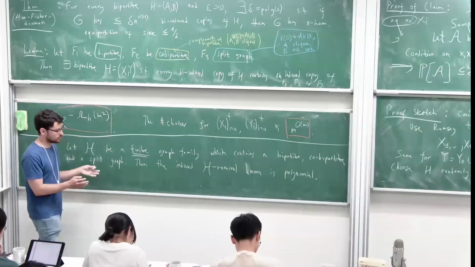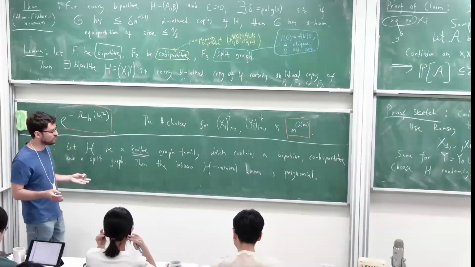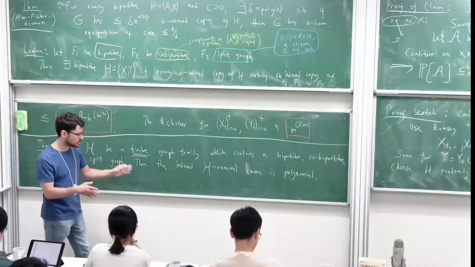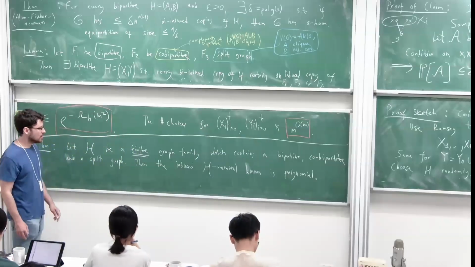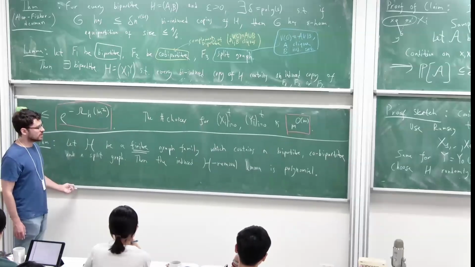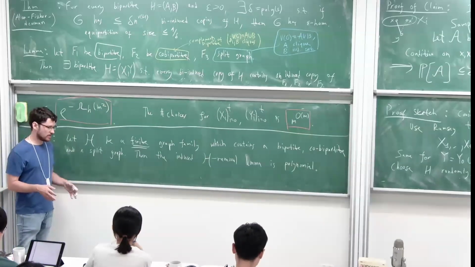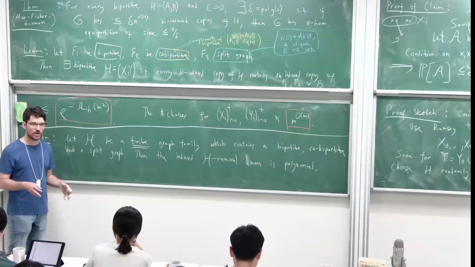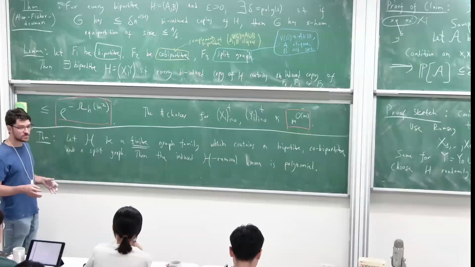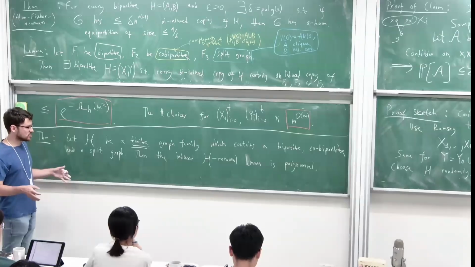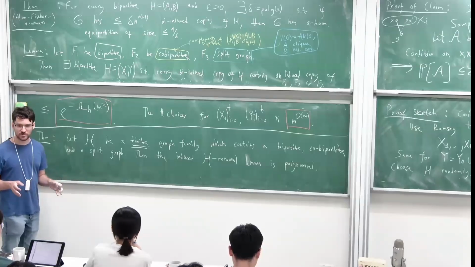So in general, we don't know for which graph families it's polynomial. This is very, very much open. But for this special case, if we have a graph family which contains both a bipartite graph, a co-bipartite graph, and a split graph, then it is polynomial. And essentially, I already gave you all the ingredients of the proof.